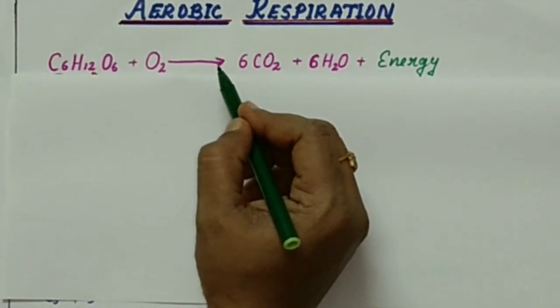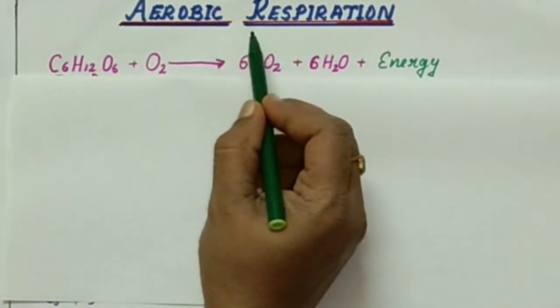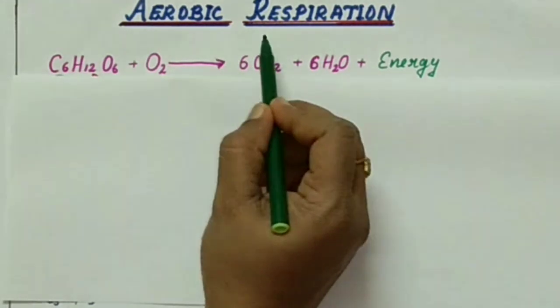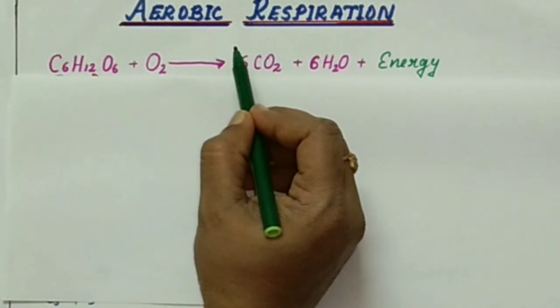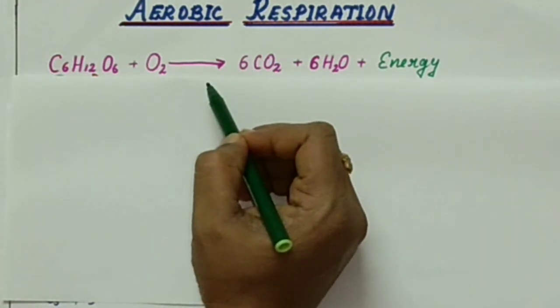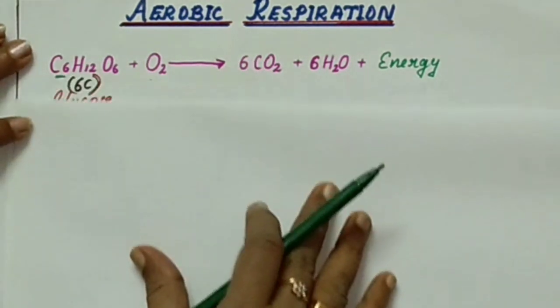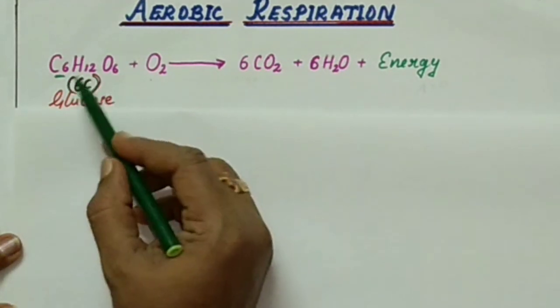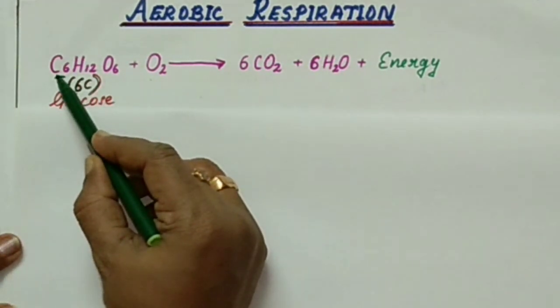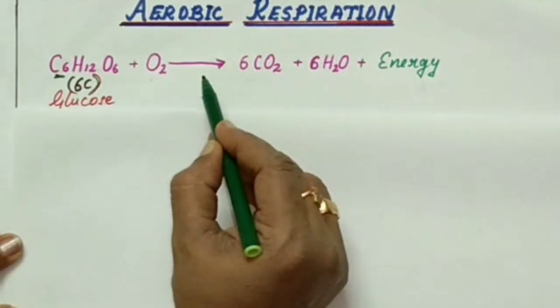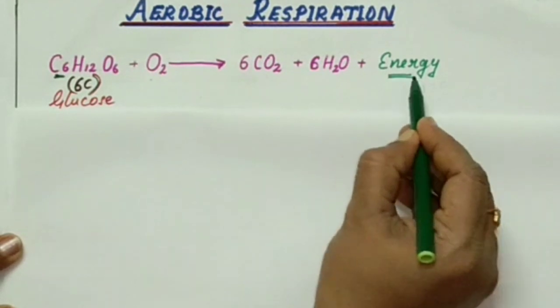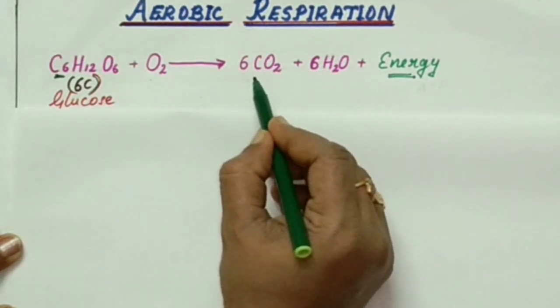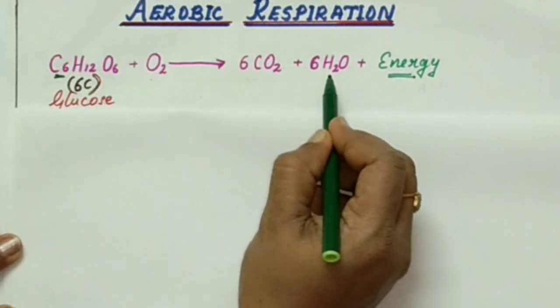Now let us discuss aerobic respiration. What is aerobic respiration? It is the breakdown of food molecules in the presence of oxygen. As we have already discussed, the most simple assimilated food, which stores more energy, is glucose. Glucose is a 6-carbon compound, that is, it contains 6 carbon atoms, and this glucose is oxidized in the presence of oxygen and energy is released, and the products obtained are carbon dioxide and water.